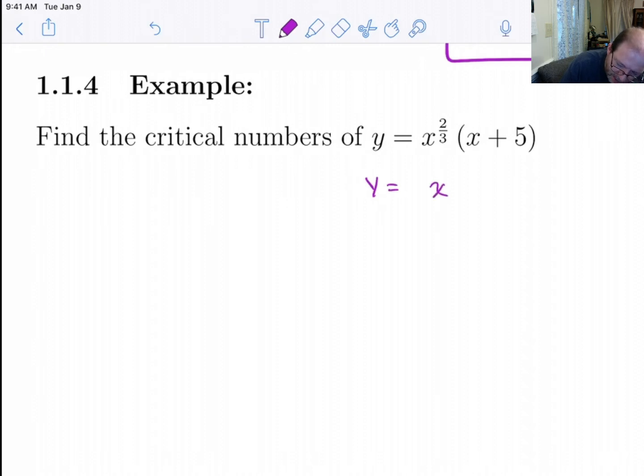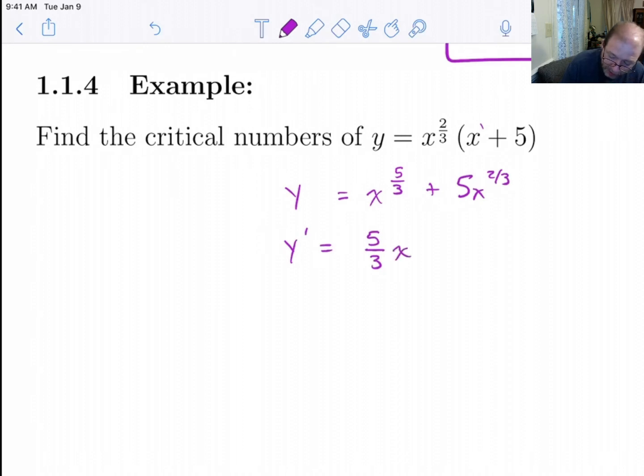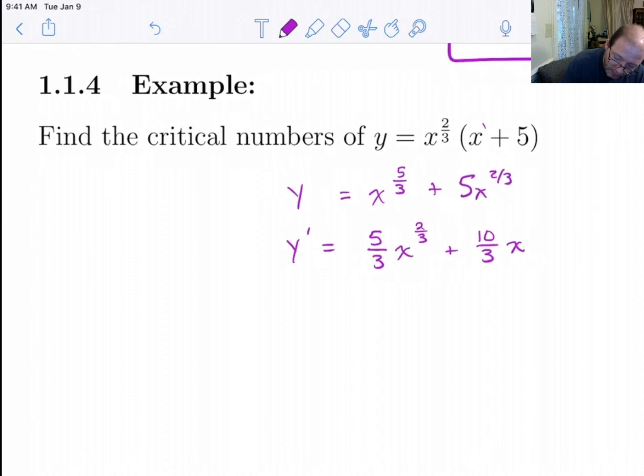So I get x to the, let's see, add 1 to that, so you get x to the 5/3. Let me draw this a little bigger. x to the 5/3 plus 5x to the 2/3. That's my y. So my y prime is going to be 5/3 x to the 5/3 minus 1 is 2/3. And then 2/3 times 5 is 10/3 x to the negative 1/3.